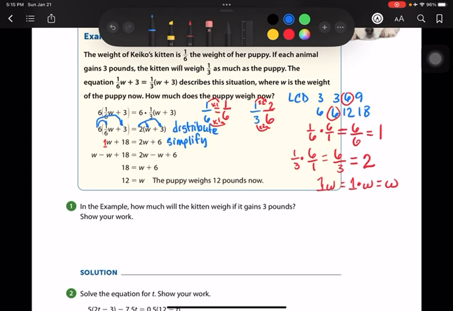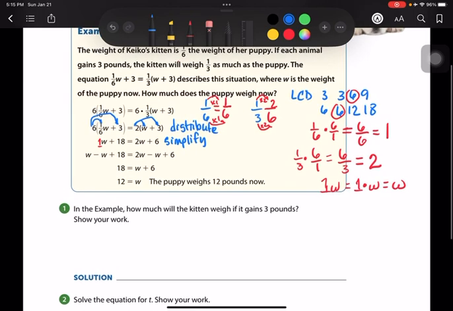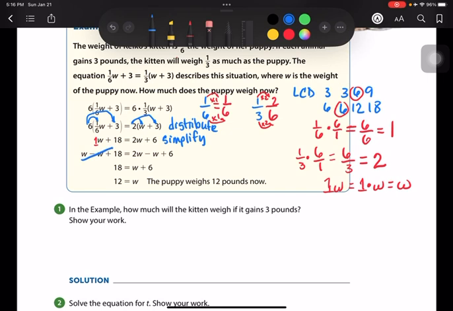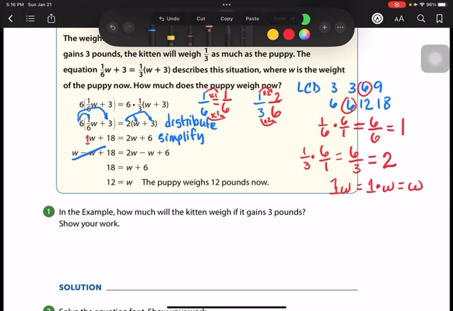So they brought this W to the other side so that this could cancel. They subtracted W on both sides. And then on the next line, they subtracted 6, even though they didn't show you. If you subtract 6 on both sides here, this cancels and you're left with W equals 12. So now the puppy weighs 12 pounds.